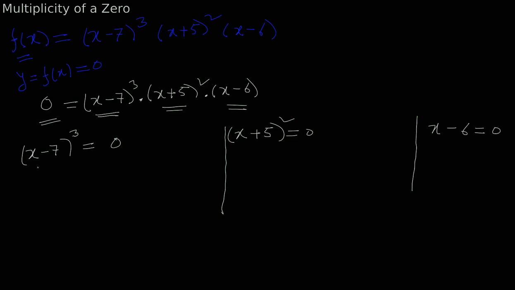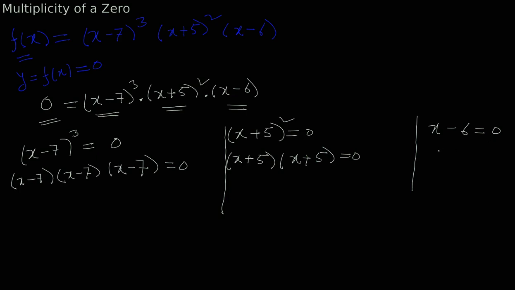So first, let's see (x minus 7) cubed. I can write it as (x minus 7) multiplied by (x minus 7) multiplied by (x minus 7) equals 0. And I can write (x plus 5) squared as (x plus 5) multiplied by (x plus 5) equals 0, and x minus 6 equals 0, so x equals 6. So x equals 6 is one real zero.